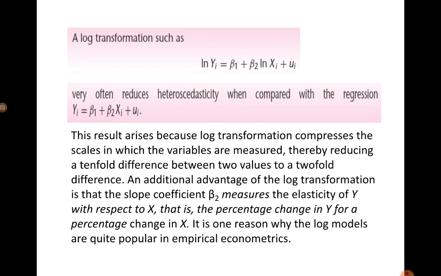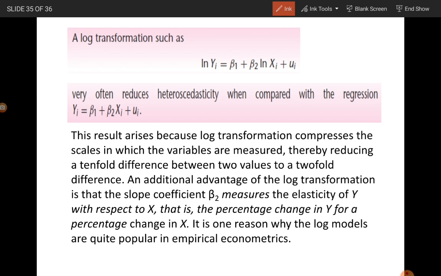Another method of reducing the heteroscedasticity is to carry out a log transformation. So your original regression function is like this: yi equals beta 1 plus beta 2 xi plus ui. Do a log transformation on both sides. So you will have log yi is equal to log beta 1 plus beta 2 times log xi plus ui, right? This log transformation reduces heteroscedasticity quite a bit. This is because log transformation changes the scales on which the variables are measured. So to roughly make you understand, have a look at this.